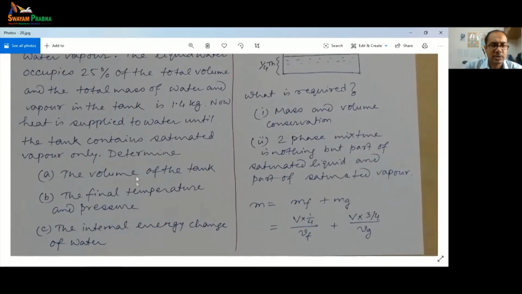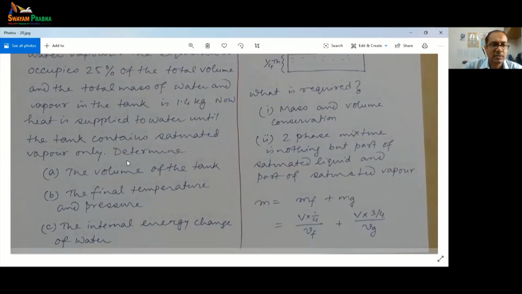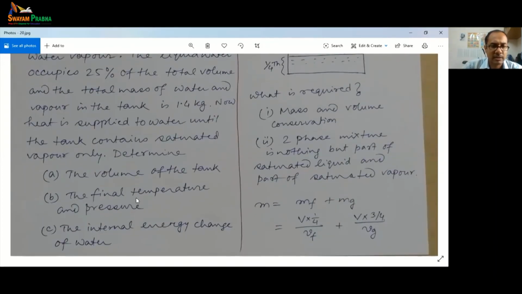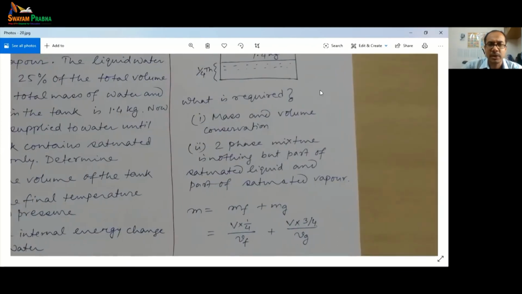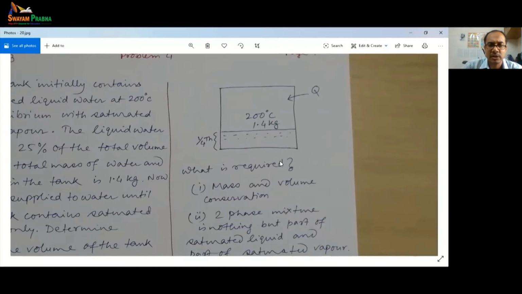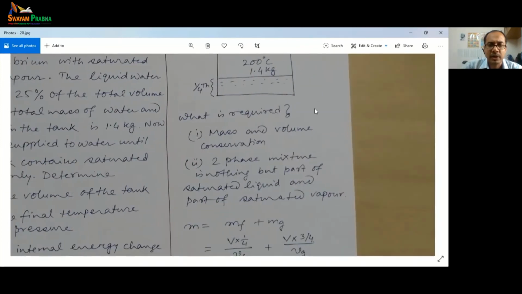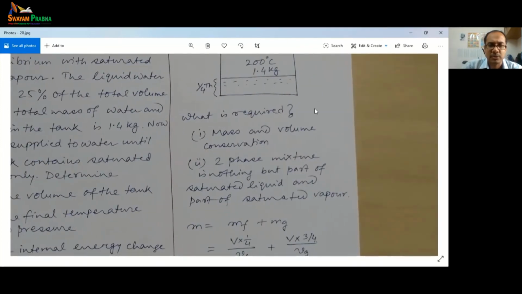In this process, what we need to determine is first the volume of the tank, then the final temperature and pressure. And the third is the internal energy change of the water. As you supply heat, the internal energy will increase for the water, and what would be the final value? What is the change in this process?